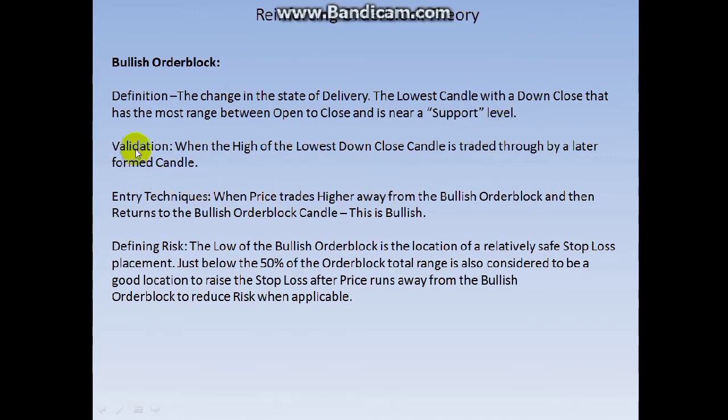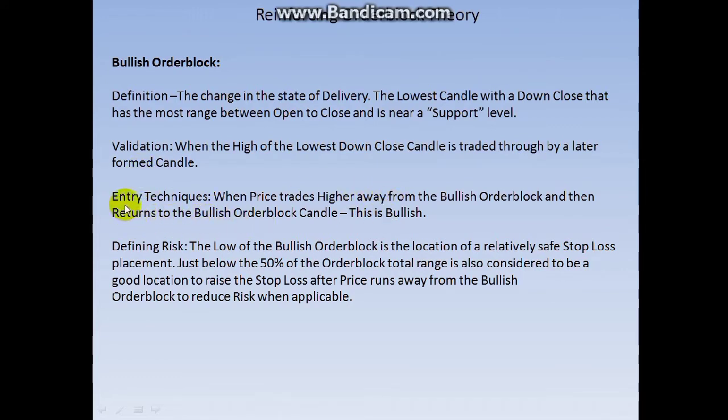Now the validation of a bullish order block: when the high of the lowest down close candle is traded through by a later formed candle, that down close candle is now considered validated as a bullish order block. We're going to look at that as we go deeper. I want to stress this: prior to the lowest down close candle being traded through, until price trades through the last down close candle, it is not yet validated. We're going to look at that as we move further.